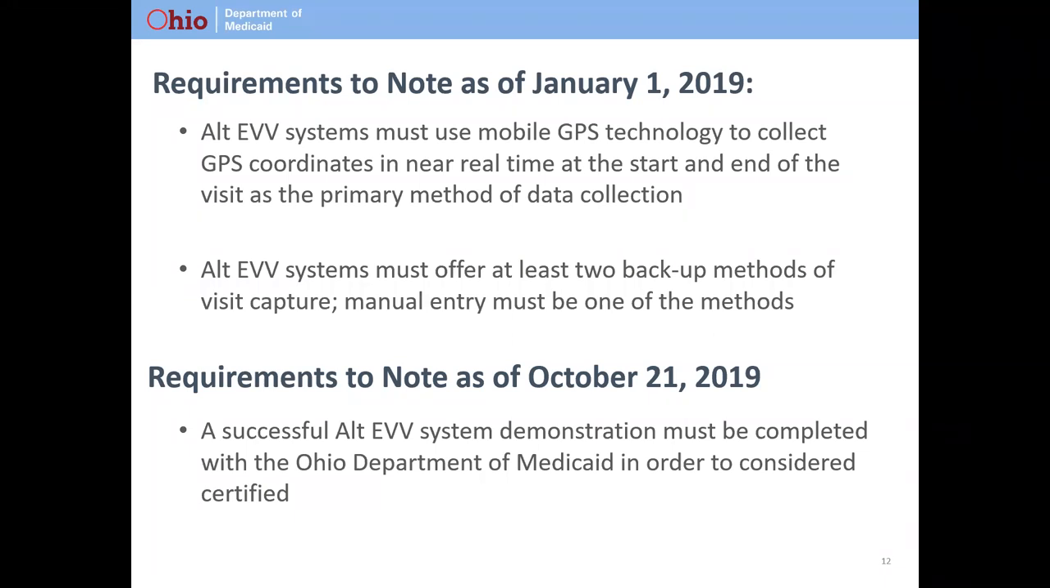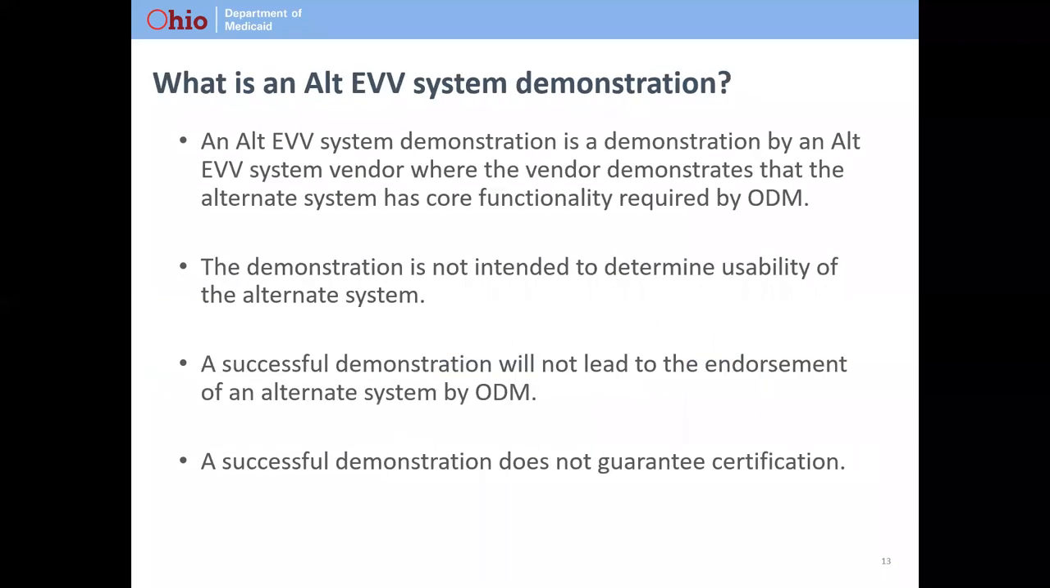There is an additional requirement to note that is effective as of October 21st of 2019. So that is effective as of yesterday. Today is the 22nd. A successful Alt EVV system demonstration must be completed with the Ohio Department of Medicaid in order to be considered certified. And as that is the newest requirement, we're going to go into additional details on that requirement now.